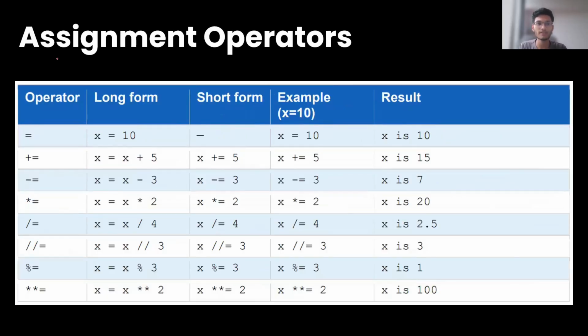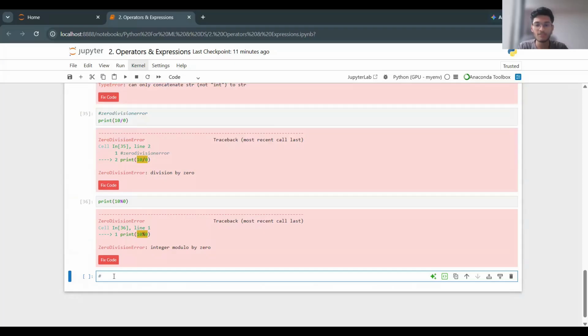The next operators are the assignment operators. What are the different assignment operators? Equal to, plus equal to, minus equal to, star equal to, divide equal to, floor division equal to. What is the use of these assignment operators? We'll see with the help of examples. So the next thing we are going to study is assignment operators.